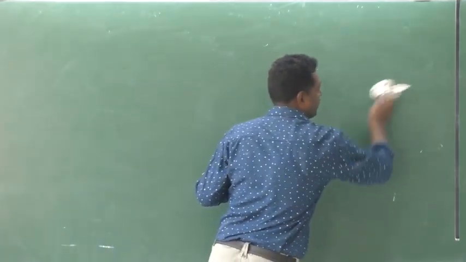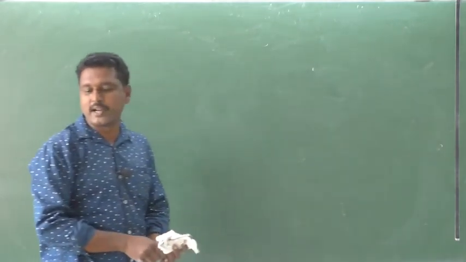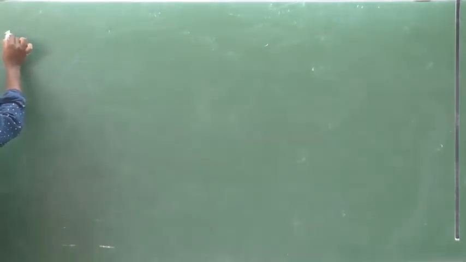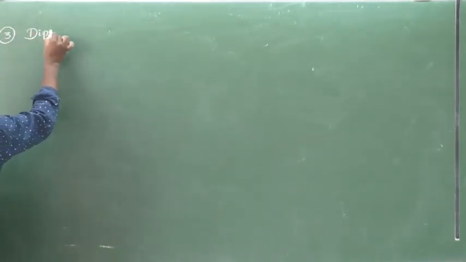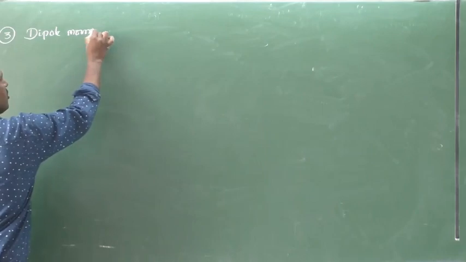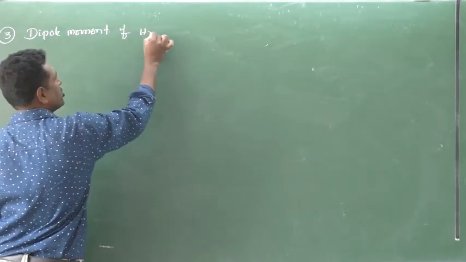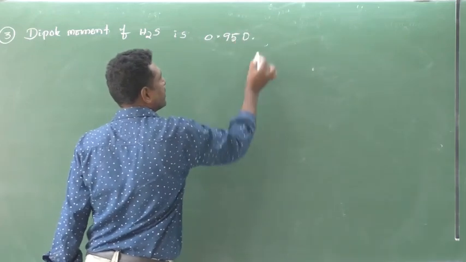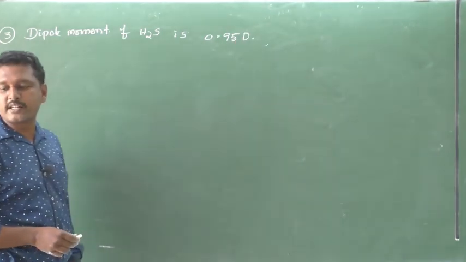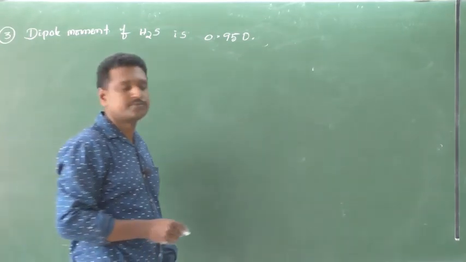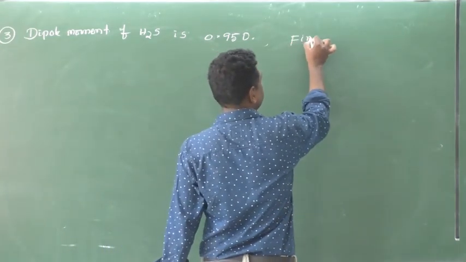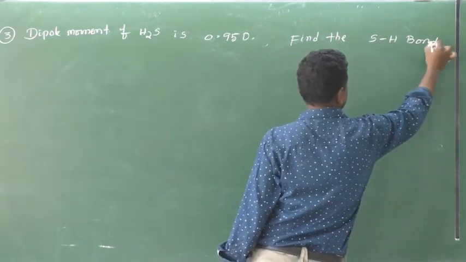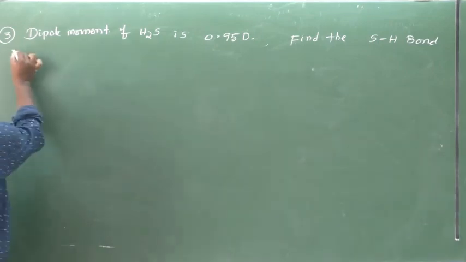So here the problem is, I will write here, third problem: the dipole moment of H2S is 0.95 debye. Find the S-H bond moment.